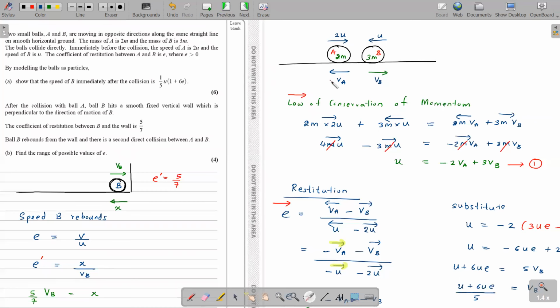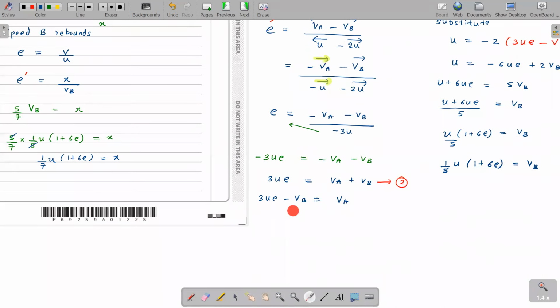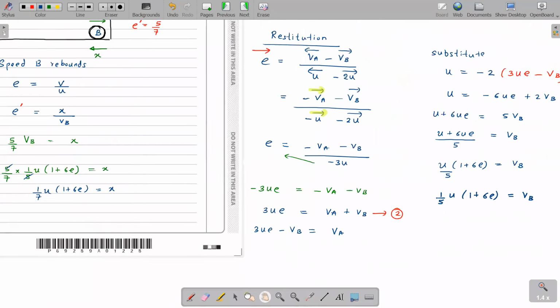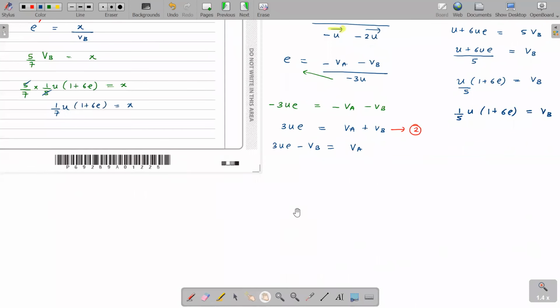So how can I find the velocity of A? Because to say that there's another collision, I need to compare the velocity of A and then see how they collide. So how can I get the velocity of A? Already we found the velocity B, right? Shall we input that into one of these equations and get velocity A? I have velocity A as the subject. So velocity A equals 3UE minus velocity B. Input the value.